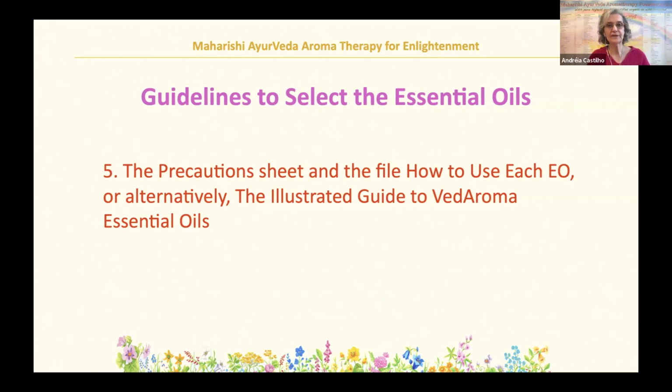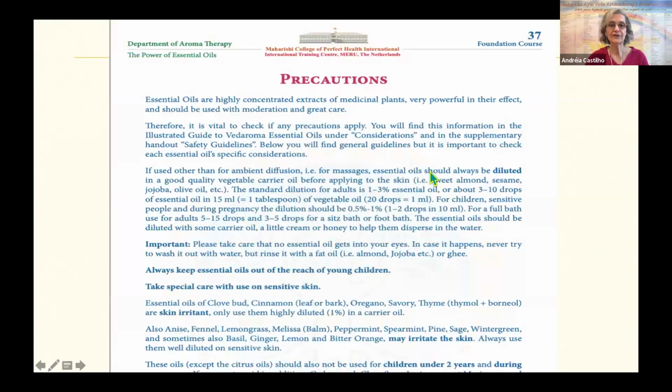for this purpose, the reference material that is the most complete is the illustrated guide to Veda Aroma essential oils. Or there is a sheet in the handouts that everyone receives on the course that has also information on essential oil precautions for each essential oil, but also general precautions guidelines. So, for example, keep essential oils out of reach of children, take special care if using on sensitive skin. And then there are a number of considerations for very specific essential oils that we need to be more careful in terms of precautions because they're very powerful.